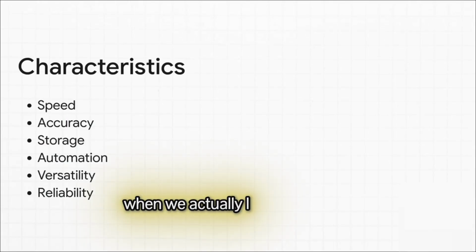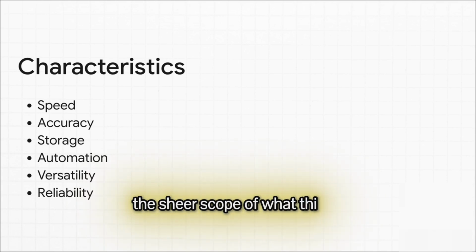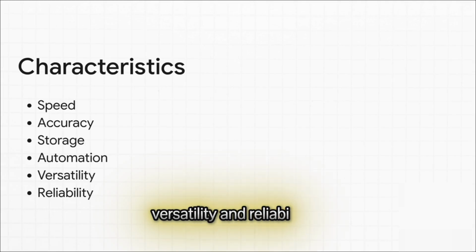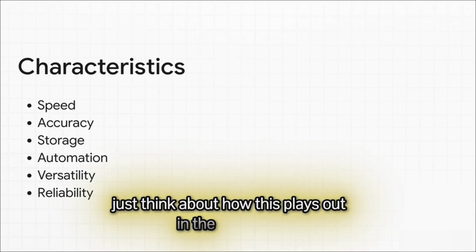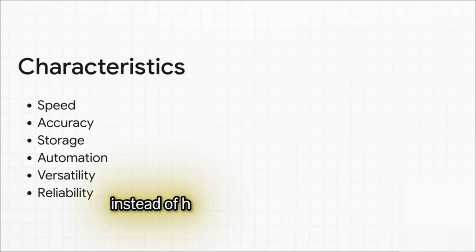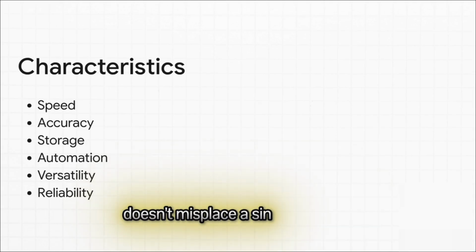When we actually list out these specific capabilities, the sheer scope of what this hardware pulls off is insane. We're looking at speed, accuracy, storage, automation, versatility, and reliability. Just think about how this plays out in the real world. Speed means rendering a massive 4K video in minutes instead of hand-drawing frames for a decade. Accuracy ensures a bank crunching millions of compound interest transactions doesn't misplace a single penny.